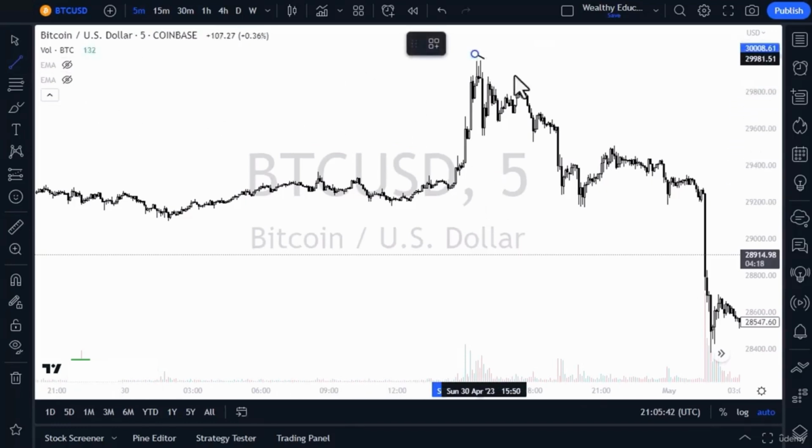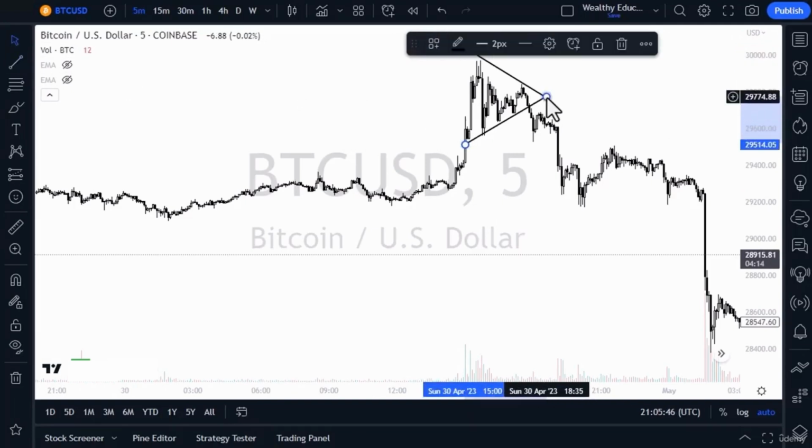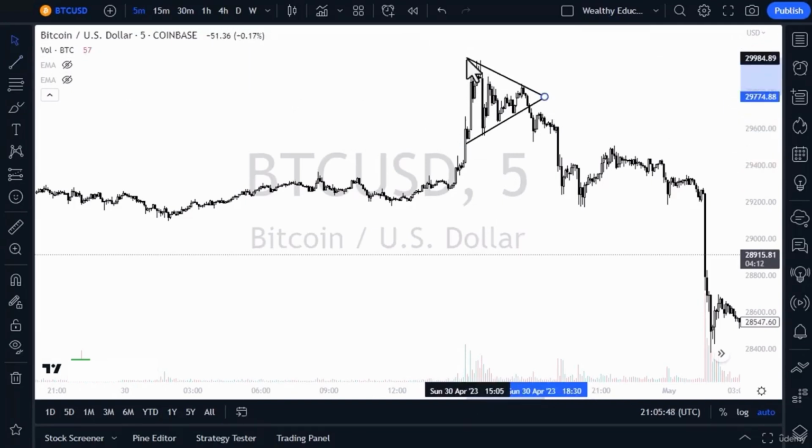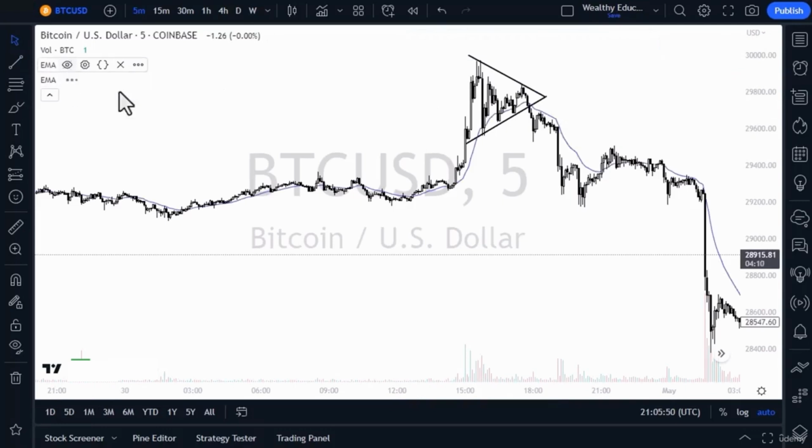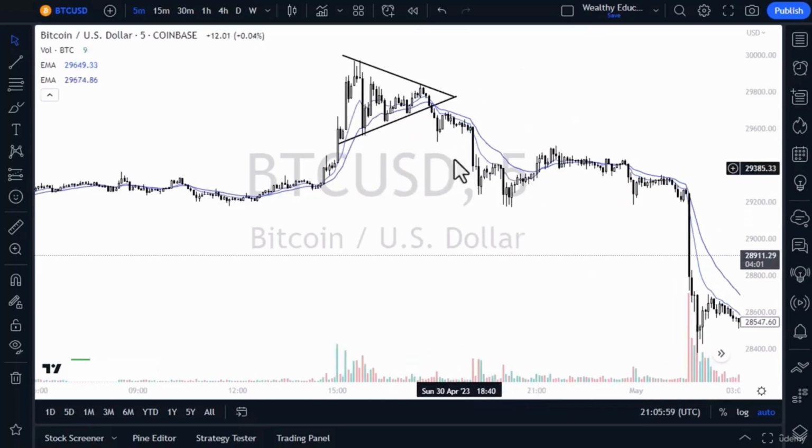So the first example that I have is a symmetrical triangle. And you look at this and you say, okay, well, we're in an uptrend as of late, so it does make a certain amount of sense that perhaps we go higher. That being said, it's a symmetrical triangle, so it still shows uncertainty and indecision.